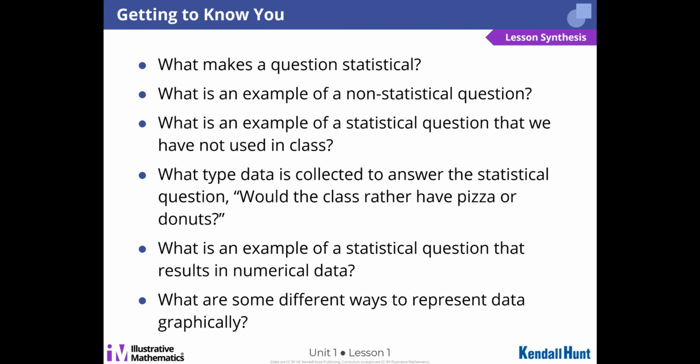What's an example of a statistical question that results in numerical data? You can ask one of your classmates, how many brothers and sisters do you have? How many slices of pizza did you eat for dinner? What are some different ways to represent data graphically? That will be covered in the next lesson. But to get us thinking, we can graph data using a histogram, a box plot, a dot plot, or a stem and leaf plot. There are many different ways to represent data graphically.